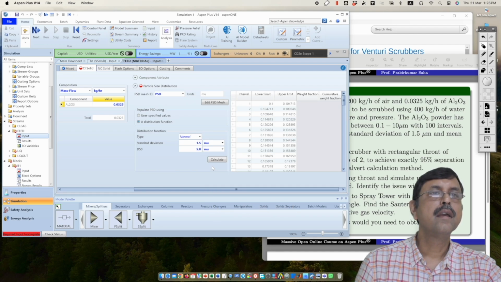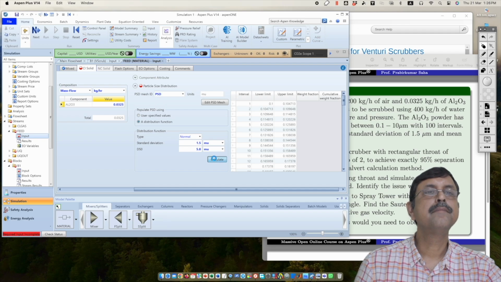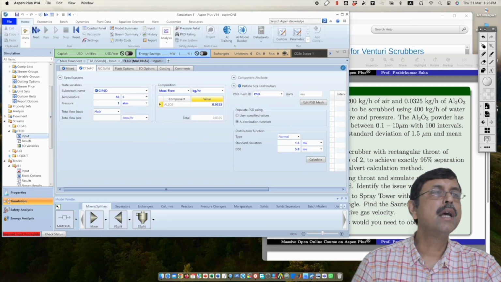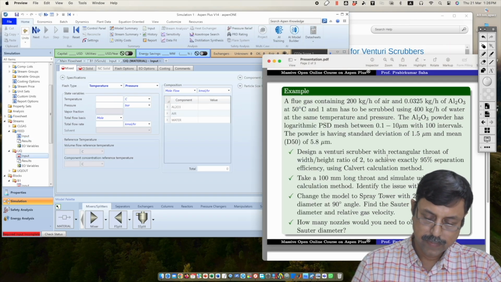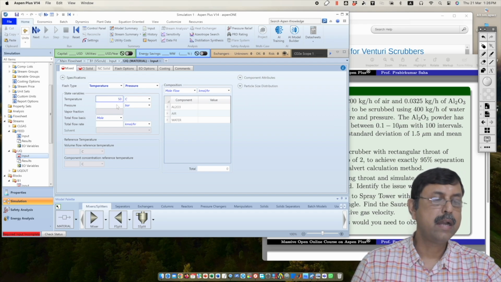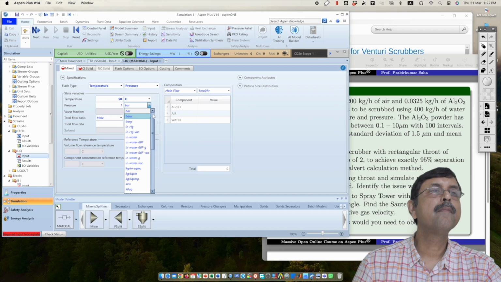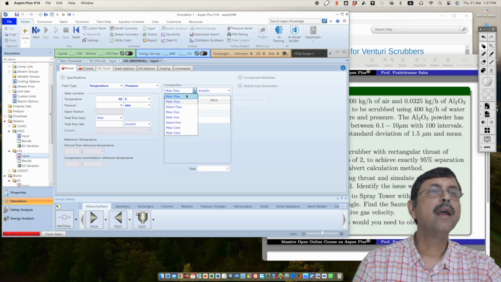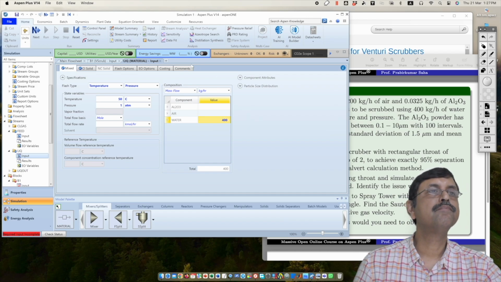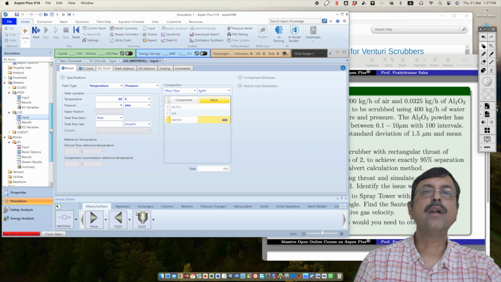Okay, calculate. Done. So the PSD curve is done. Now go to the liquid inlet. What is the liquid inlet? It is 400 kg of water. So here also it is 50 degrees centigrade, 1 atmosphere pressure, and 400 kg per hour. Okay, so feed condition is set.